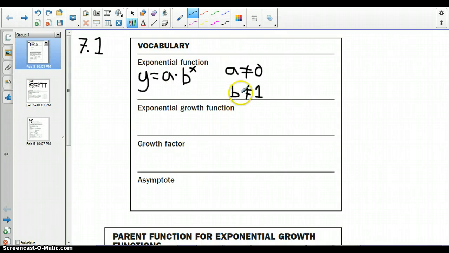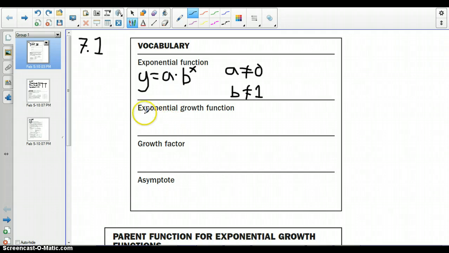Now, if b is 1, it doesn't matter what exponent you raise it to, 1 to any exponent is still going to be 1. So if that x that you plug into this exponent is 5, so 1 to the 5, that's still 1. 1 to the 20th is still 1. 1 to the 5 millionth, it's still 1. So what you're going to have is a multiplied by 1, which is just going to give you a. So in that case, we're just going to be left with a straight line at a, and that also wouldn't fit with an exponential function and what it's supposed to do.